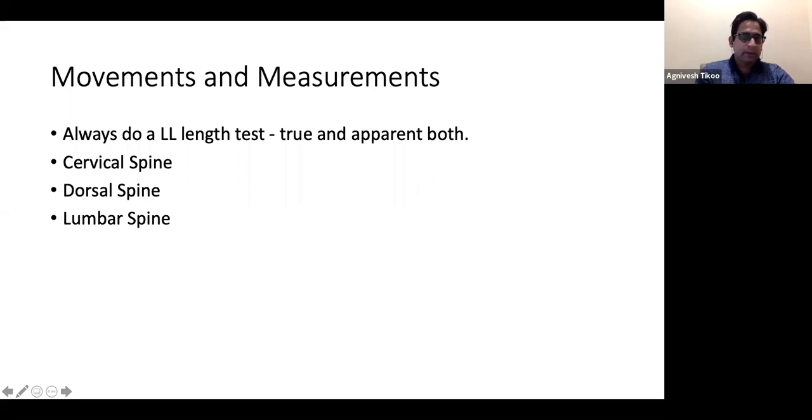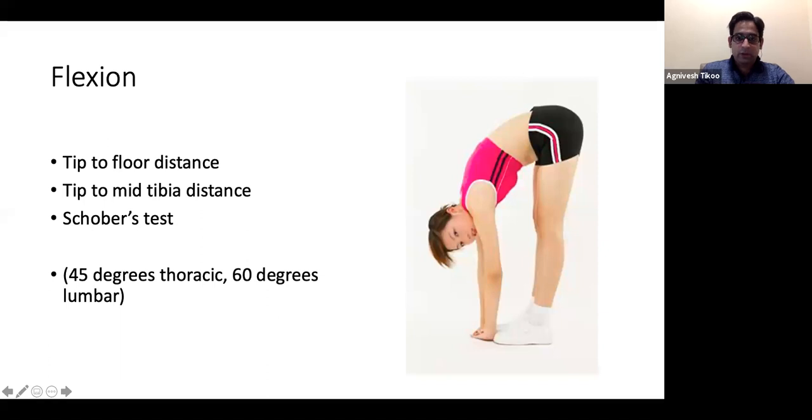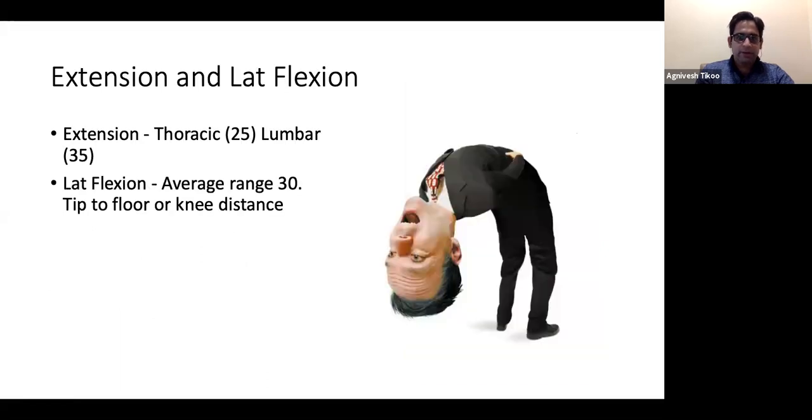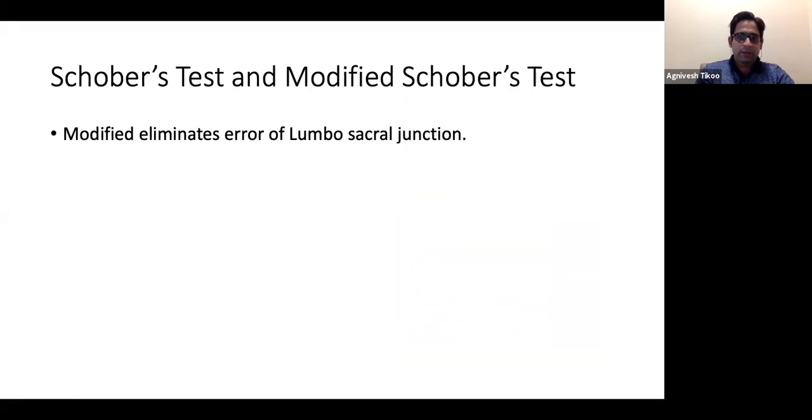So flexion, there are a lot of ways to test: tip to floor distance, tip to mid tibia distance, but the most important one is what we call Schober's test. So what was Schober's test and what is modified Schober's test? Schober's test was devised so that you palpate and find out the spinous process of L5. Then from L5, 5 centimeters below, you mark a point, and 10 centimeters above, you mark a point. And then you ask the patient to bend forward.